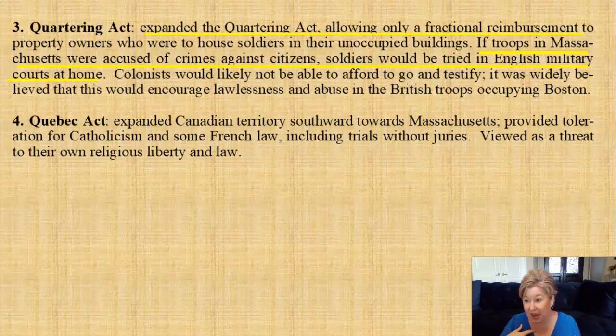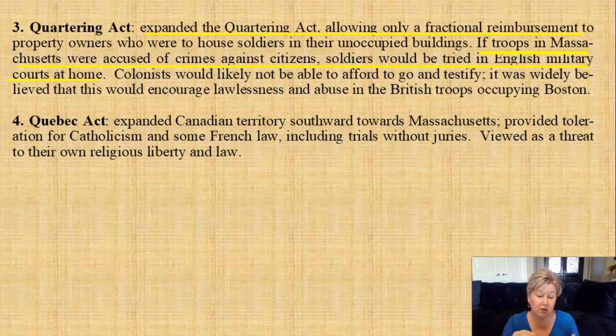Well, are you going to be able to pay to go across the ocean and testify against these guys? No. And is it likely that they are going to have a more friendly audience and a friendly judge than they would here locally? So it just brought up all kinds of fears that it could be crimes even worse, like attacking your daughter, and they would not be tried for that here in the colonies, that it would allow them to get off scot-free for crimes against the colonists.